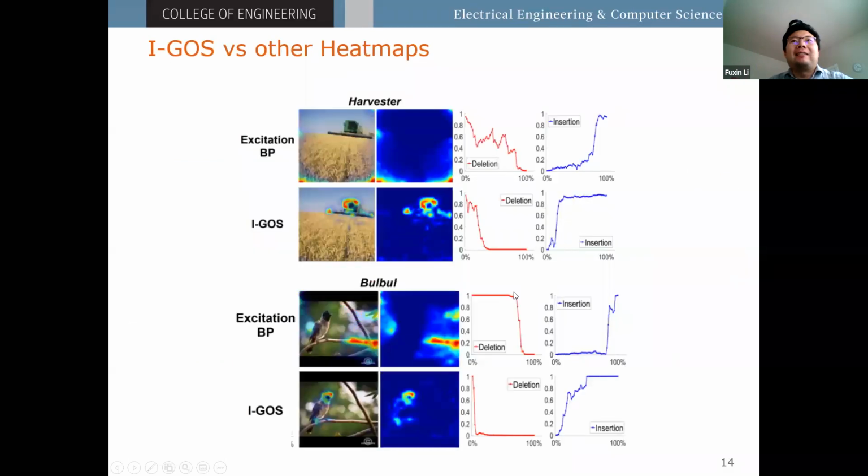Especially if you look at the heat map we generate versus this excitation BP, which was actually what we used when we started doing XNN. You can see this excitation BP just makes completely erroneous heat maps that have nothing to do with the classification. So if you delete this heat map, the classification score never changes until you almost delete the entire image. So that really means it's just a wrong heat map many of the times. Sometimes it looks like it makes sense, so it's very hard to realize that those heat maps are wrong.